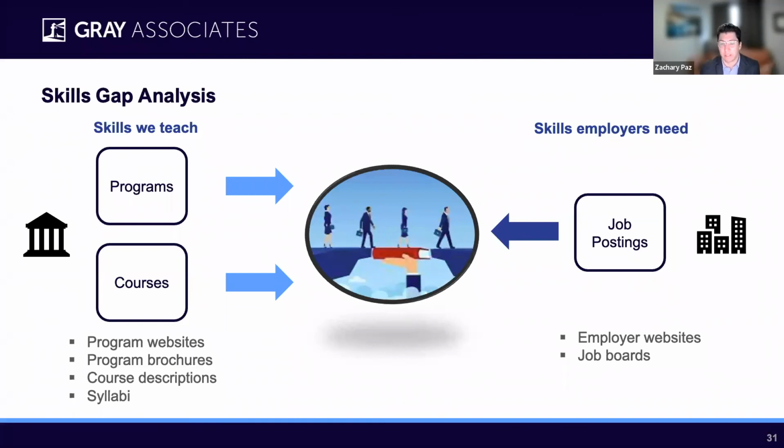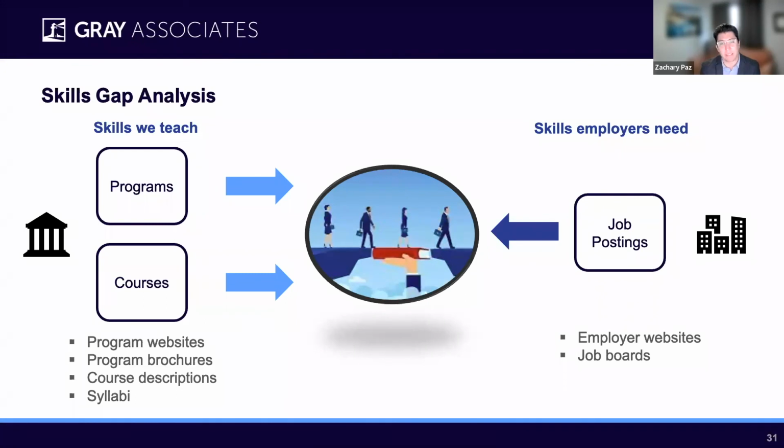There are a lot of different techniques that you can use here. One thing we're using is natural language processing to read the course descriptions and the program descriptions, to then quantify what skills are being taught at your institution, and then align that with the counts of those skills from the employment market.